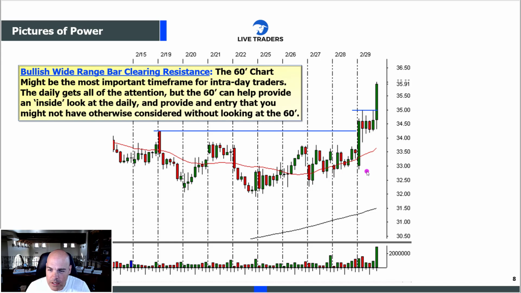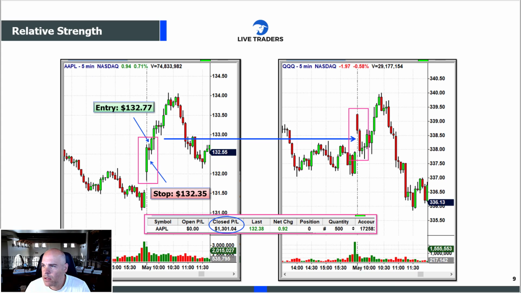It's going to help you get into some of those daily breakouts perhaps a little bit sooner. So definitely keep an eye on the 60-minute chart. Now, this one was from, what was this, Monday, I think? We took a nice trade on Apple on Monday. So let's take a look at Apple, right?